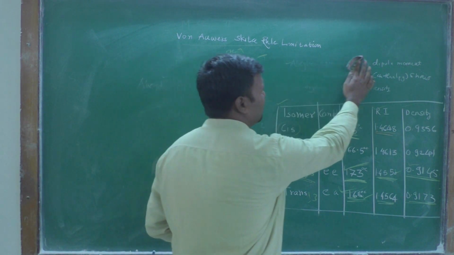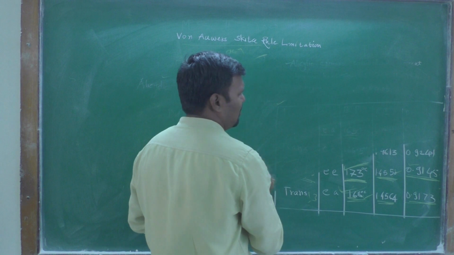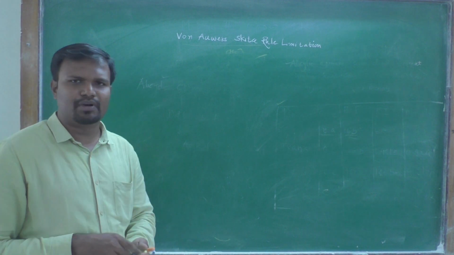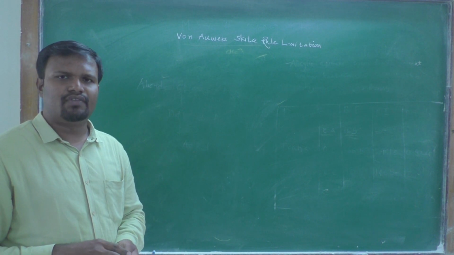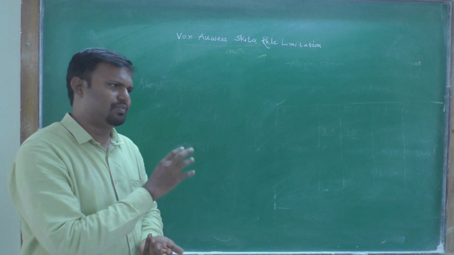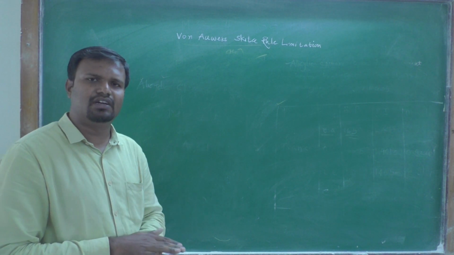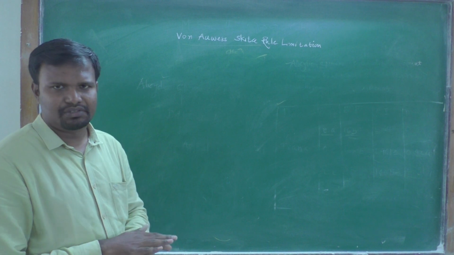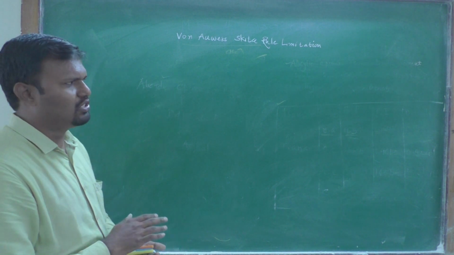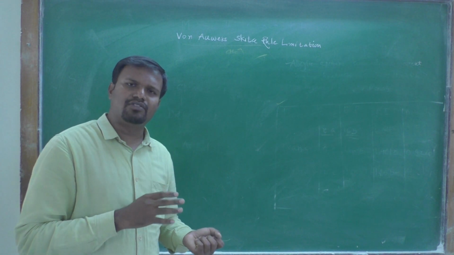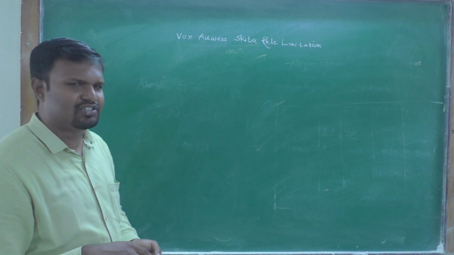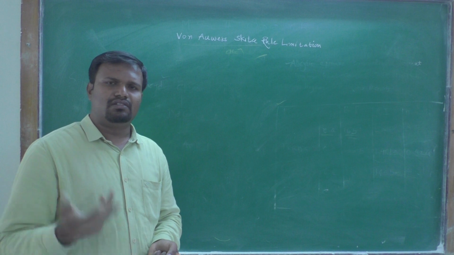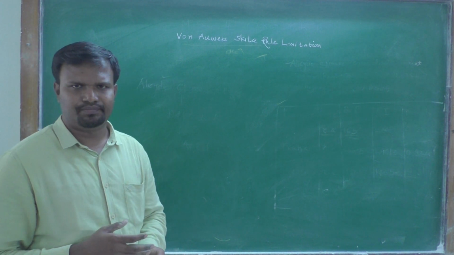Now, the conformational rule. Your Auwers-Skita rule is also called the conformational rule. By using this conformational rule, we can predict the conformations of alicyclic epimers or isomers. But besides these rules, by studying the dipole moments or the strength of acid, we can also predict the structure of the alicyclic isomers.